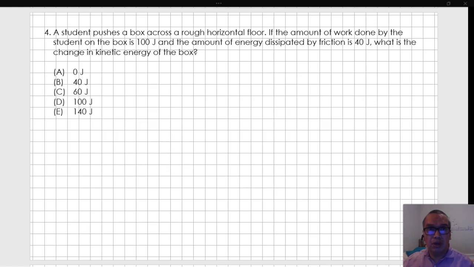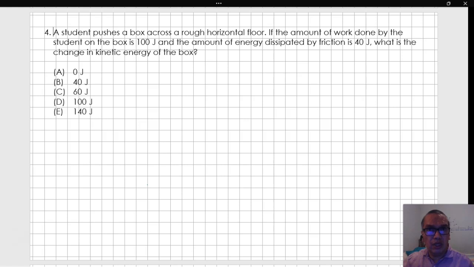A student pushes a box across a rough horizontal floor. If the amount of work done by the student on the box is 100 joules, and the amount of energy dissipated by friction is 40 joules, what is the change in kinetic energy of the box?